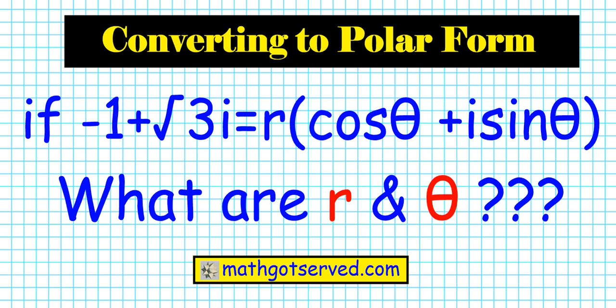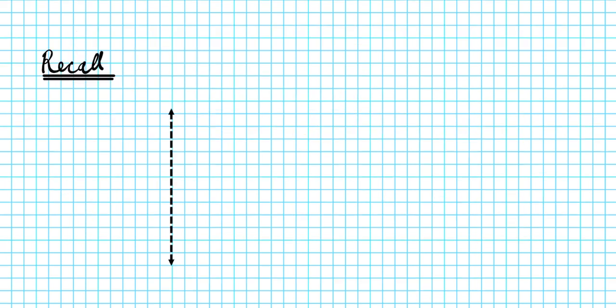In this clip, we're going to be going over an example on how to convert complex numbers from standard rectangular form into polar or trigonometric forms. Before we get started, let's do a real quick review on some trigonometric terms that you need to know what their values are.